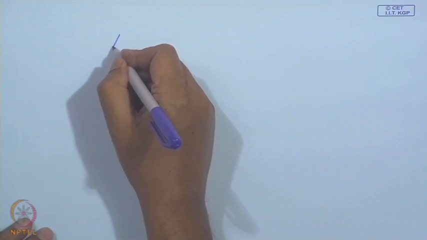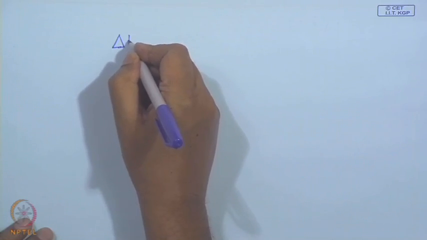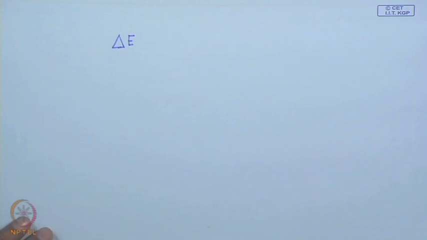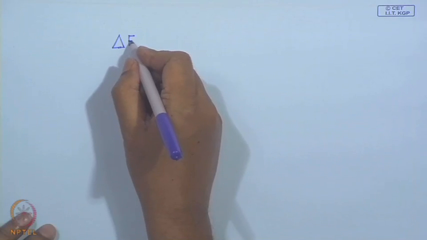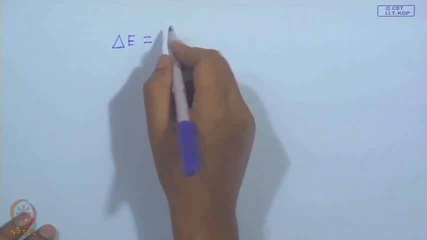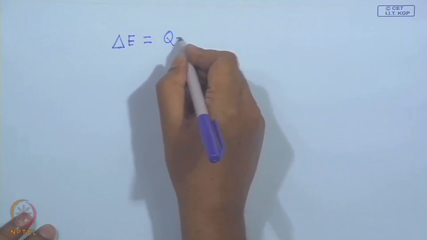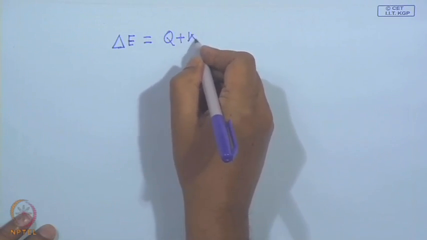So, we have written the first law of thermodynamics, which states that the rate of change of internal energy of the system per unit mass, the change of internal energy per unit mass of the system, is the sum total of the heat added to the system plus work done on the system.